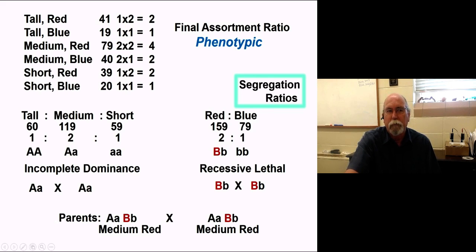And if you were asked to do a problem, as we're going to do in a moment, you'd say, okay, I expect 2/12 to be tall reds, 1/12 to be tall blues, 4/12 to be medium red, or whatever. Okay, that's a final assortment ratio. Didn't have to memorize it, didn't have to try that. You always generate it from the segregation ratios.